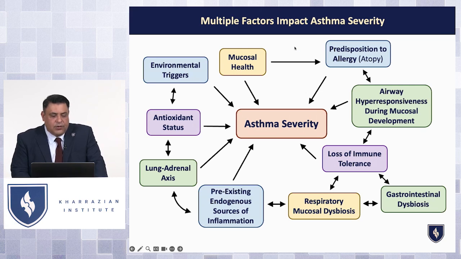So, mucosal health, obviously, is one of the key ones. Predisposition to allergy, atopy. And this is associated with some genetics that are very unique to developing asthma. Environmental triggers, antioxidant status, lung adrenal axis, pre-existing endogenous sources of inflammation, respiratory mucosal dysbiosis, gastrointestinal dysbiosis, loss of immune tolerance, airway hyperresponsiveness during mucosal development. This is something you have to find out from their history. But these are all key factors.